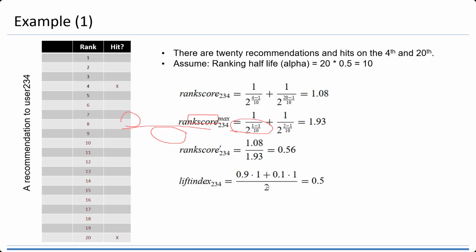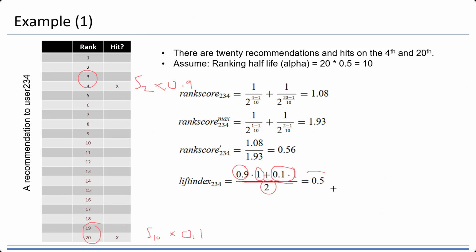So here, because H is available in decile 2, then 1 multiplied by 0.9, S2 multiplied by 0.9. And this is also available in decile 10. In decile 10, it is multiplied by 0.1. Then we have only 2 hits, so we divide by 2. So the lift index is 0.1.